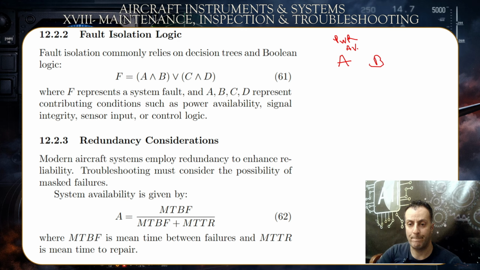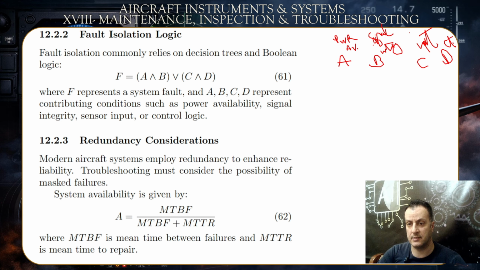B is the signal integrity. In other words, whether the signal is intact or if it's kind of cracked, can it be reliable and trustworthy? Can we read it and rely on its value? C is the sensor input, the input at the sensor. And finally, D is the control logic.